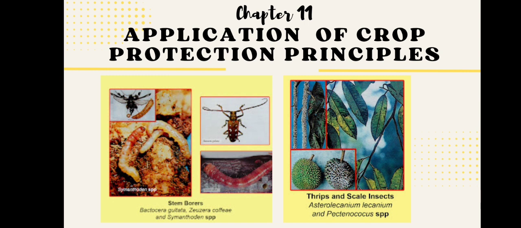Then thrips and scale insects. These pests can cause damage by feeding on plant tissues, leading to wilting, discoloration, and reduced tree health.